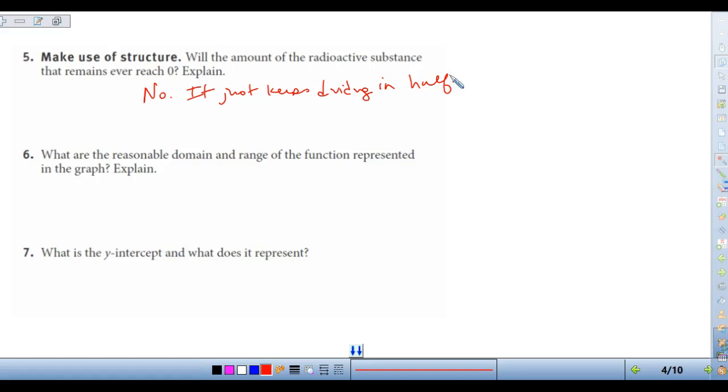So that radioactive substance is going to keep dividing in half, dividing in half, dividing in half, and it might look like it disappeared to the naked eye, but if you could see small enough, it would always just keep cutting in half of the size that it was.